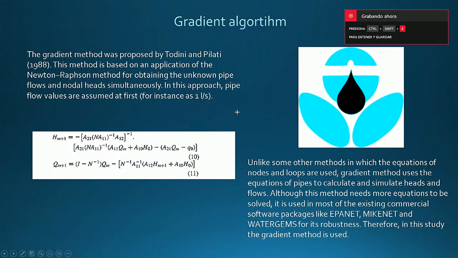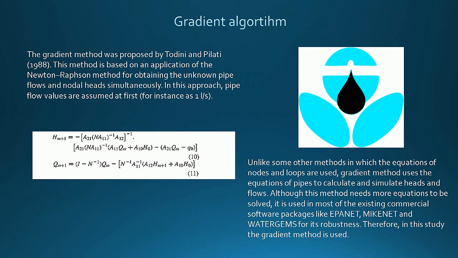Now the gradient algorithm. The gradient method was proposed by Todini and Pilati. This method is based on the application of the Newton-Raphson method for obtaining the unknown pipe flows and nodal heads simultaneously. In this approach, pipe flow values are assumed at first, for instance 1 liter per second. Then, by solving the linearized equation of head loss in pipes and the linear continuity equation of nodal flows simultaneously, the improved values of pipe flows and nodal heads are obtained directly. In other methods, corrections for heads and flows should be calculated first.